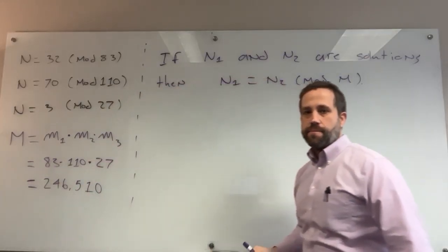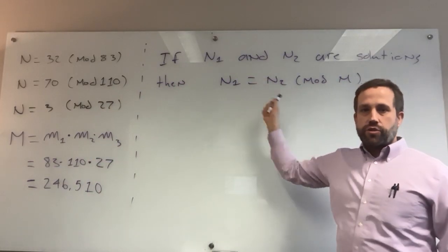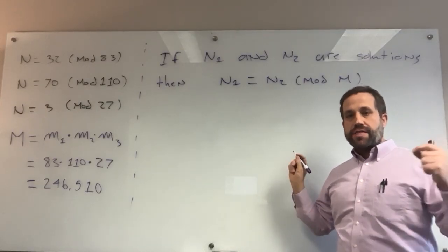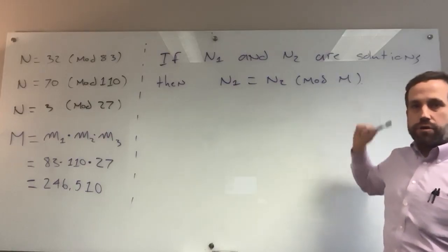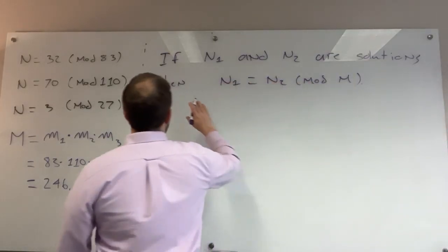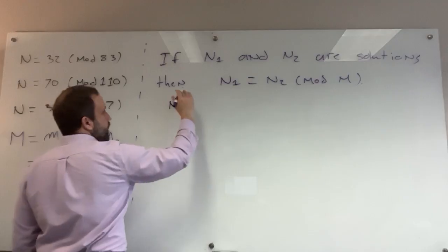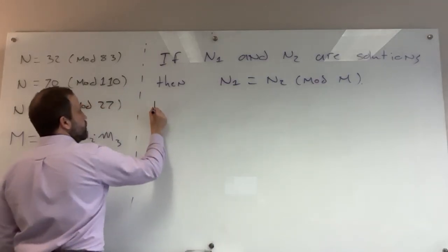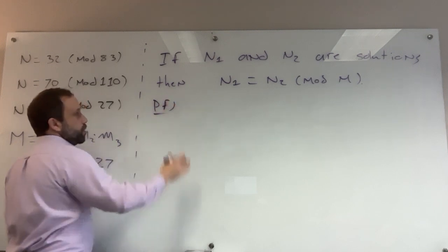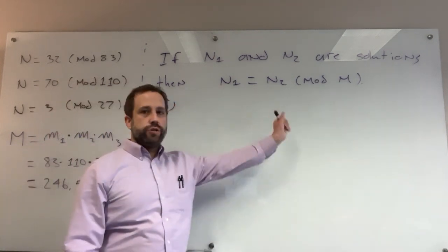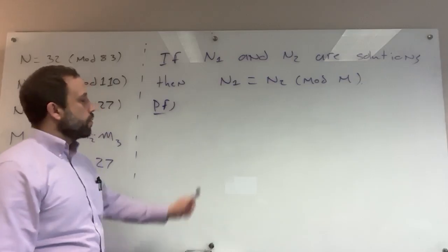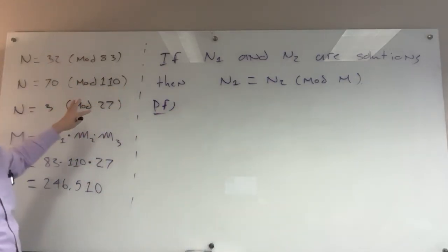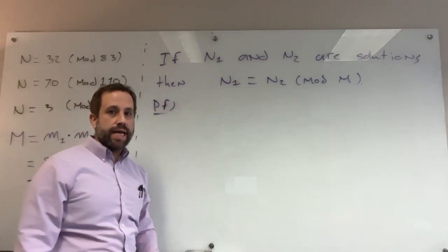Okay, so why is that? Remember, an equivalent way to say that two numbers are congruent modulo a number is that their difference is a multiple of that number. Let me prove this. Proof: we're going to let N1 and N2 be solutions to this system of congruences. I want to show that they are congruent mod M.